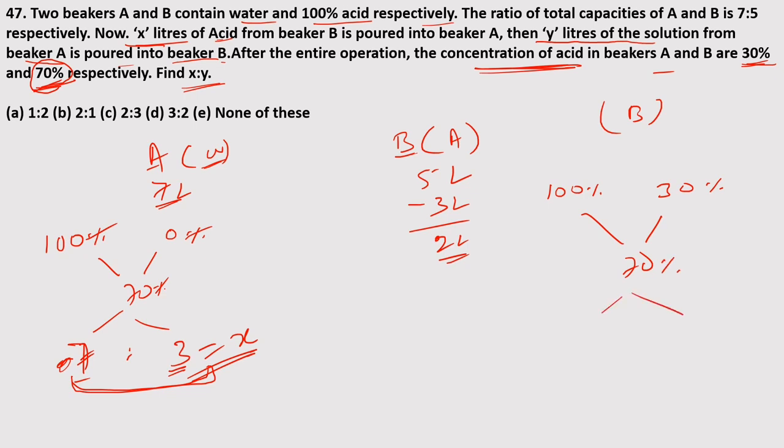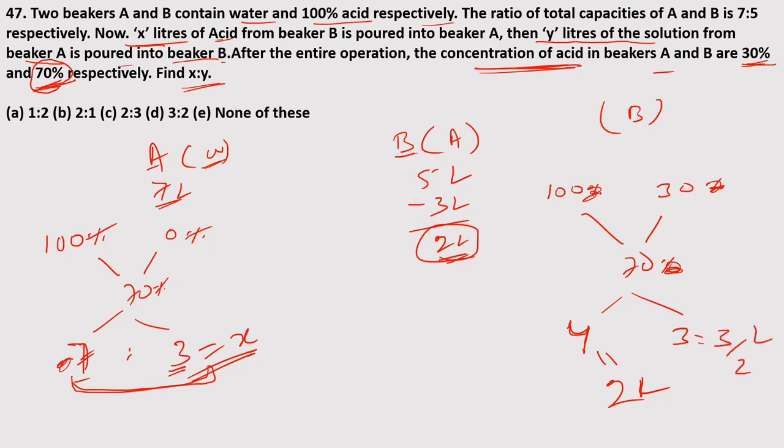The ratio has to be 4:3. 40 is to 30 means 4:3. Percentage will get cancelled out, right? Okay, now tell me one thing. These 4 parts were the acid in case of B. These 4 parts basically correspond to what? These 4 parts correspond to 2 liters because 2 liters is left in B. If 4 parts correspond to 2 liters, so 3 will correspond to what?